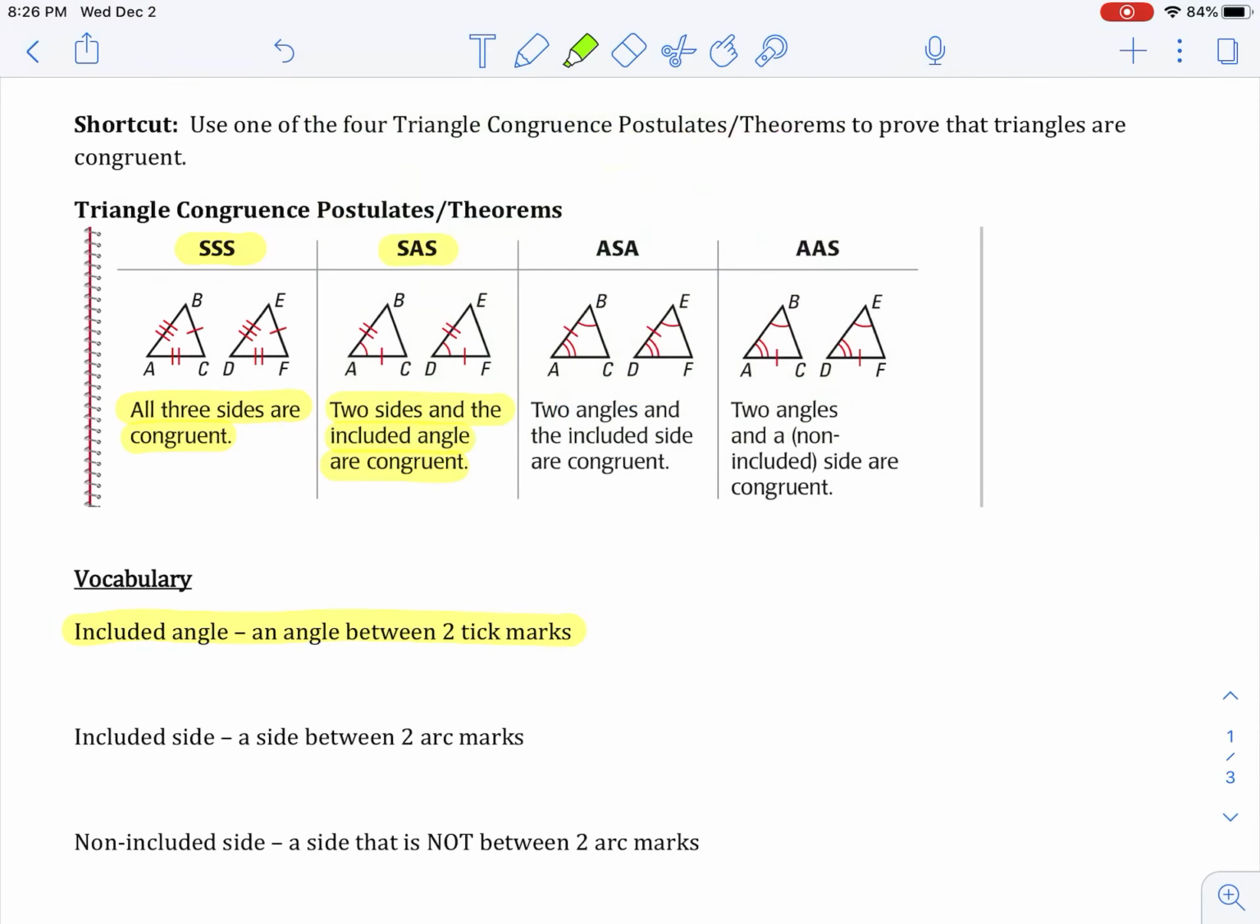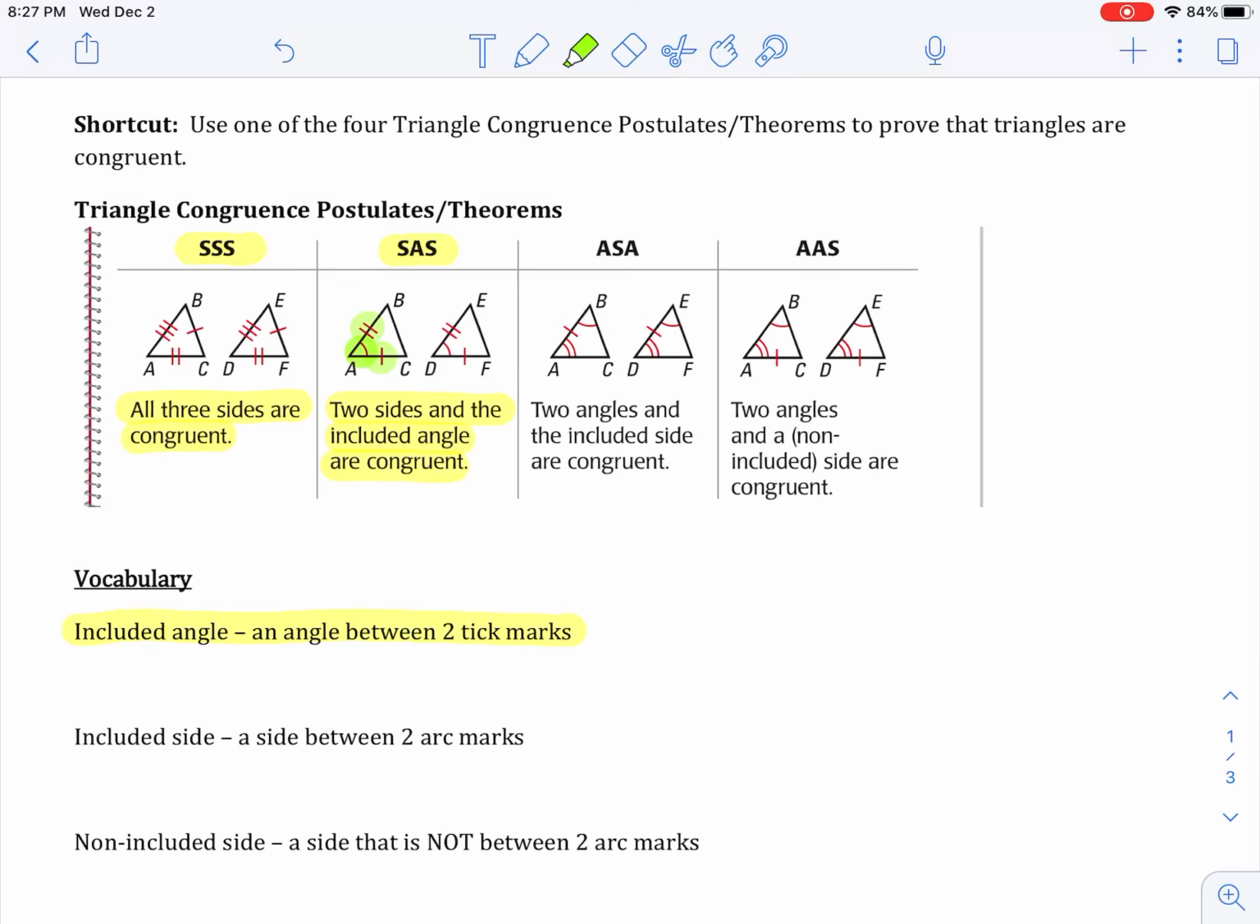If we look at the picture, you're going to see that we have an angle. Angle A is marked, and that angle actually lies between a double tick mark and a single tick mark. The sides that have the tick marks on them are actually making angle A, and that's what we call an included angle. So look for an angle that is right between two tick marks. That arc mark's right between those two tick marks, and that's called an included angle.